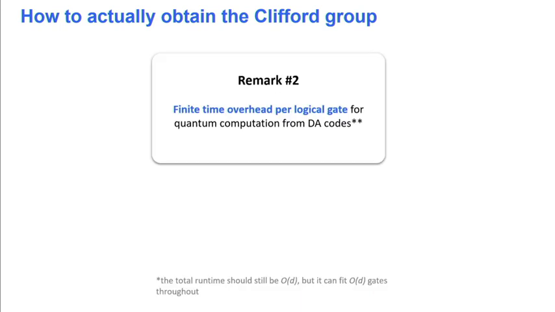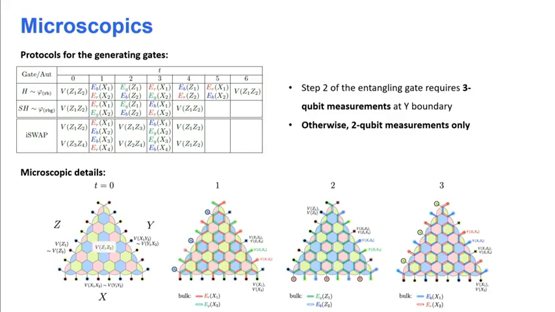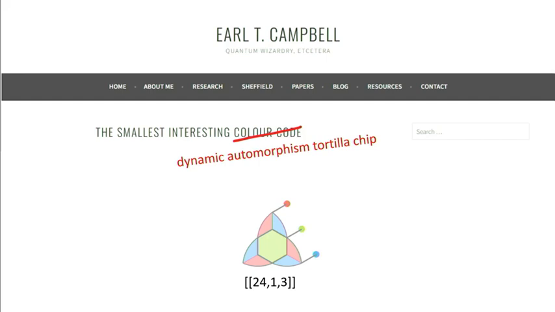Now, one more remark is that in this prescription, we actually spend a finite number of steps on each logical gate, meaning that there is finite time overhead, but the total computation has to take an extensive, like a distance, amount of time for the fault tolerance. In our paper, we worked out the entire microscopics for this, and the quantum computation using this method, the stack of triangles, would involve two-qubit measurements mostly, apart from precisely one step of measurements for the entangling gate for one boundary where we need three-qubit measurements, but that can in principle be further decoupled by introducing ancillas. And the smallest such triangular code will have 24 physical qubits.